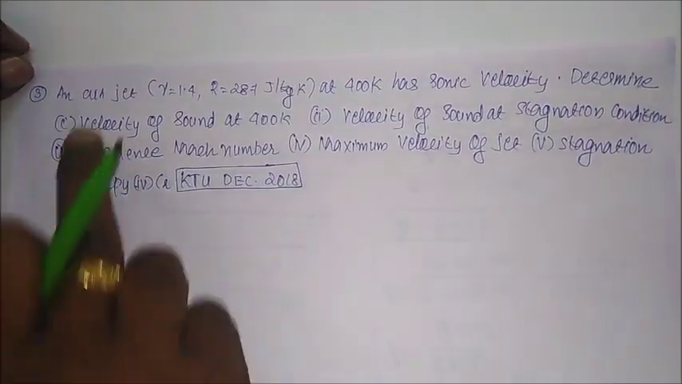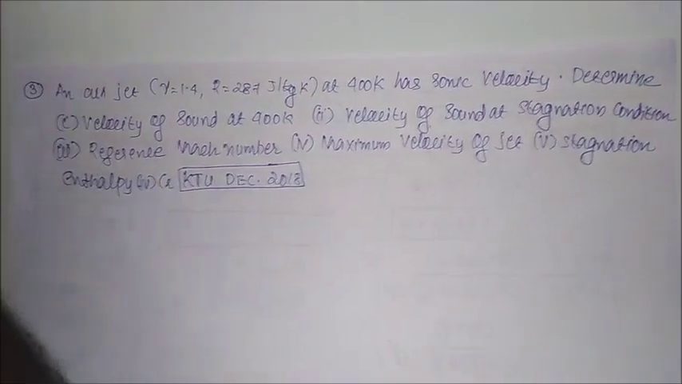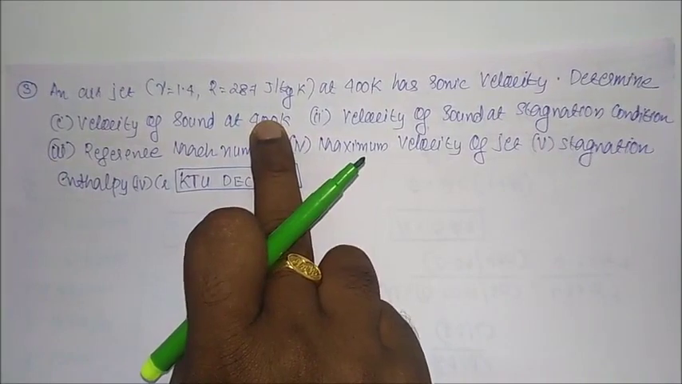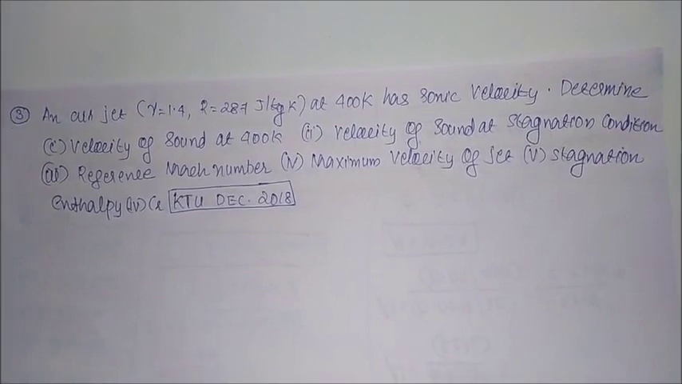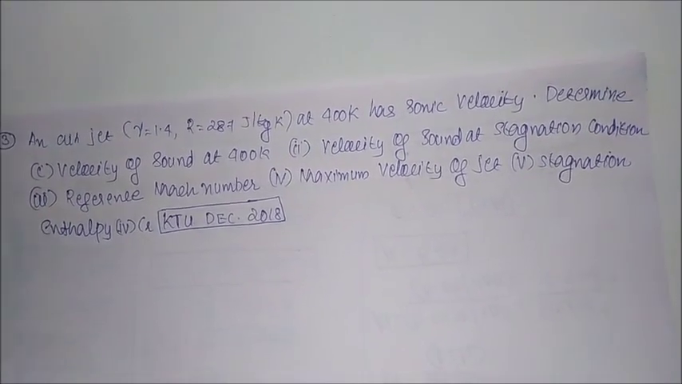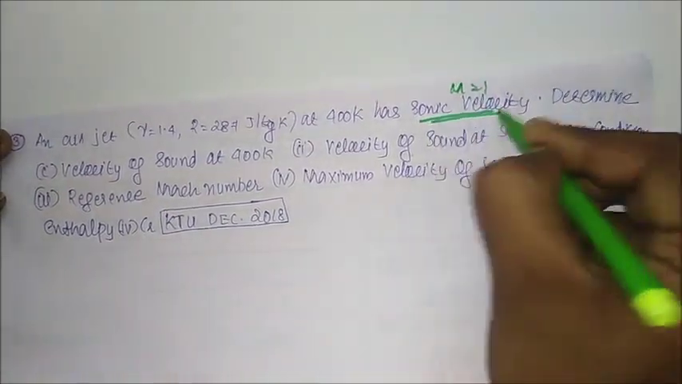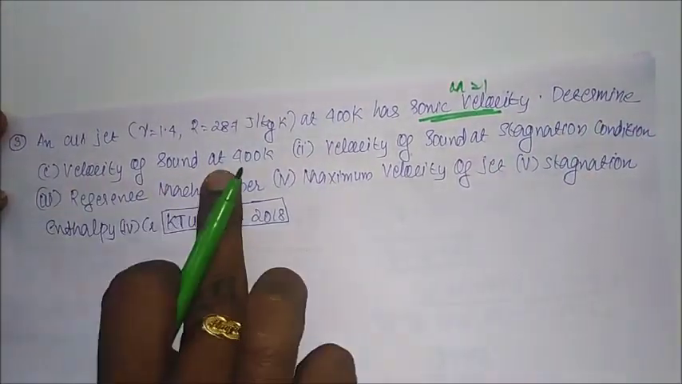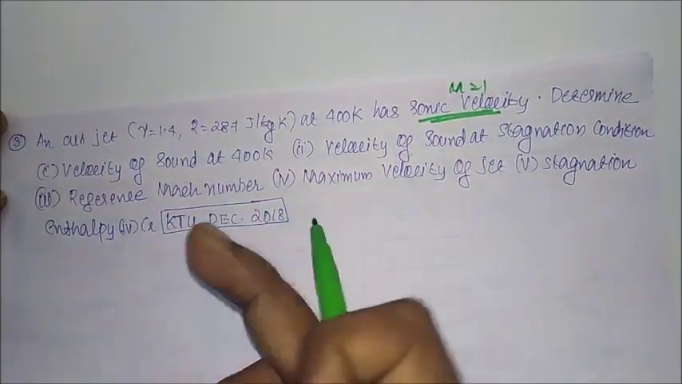Okay, next problem. An air jet with gamma equal to 1.4 and R equal to 287 at 400 Kelvin has sonic velocity. What is sonic velocity? The velocity of sound is known as the sonic condition. At sonic condition, the Mach number is equal to 1. Determine the velocity of sound at 400 Kelvin, that is, at sonic condition.